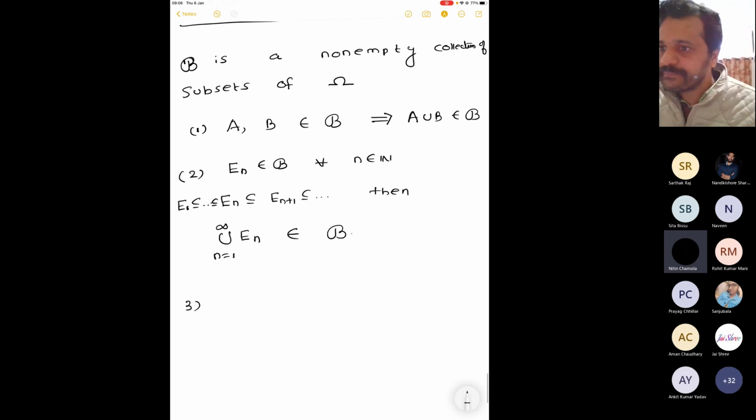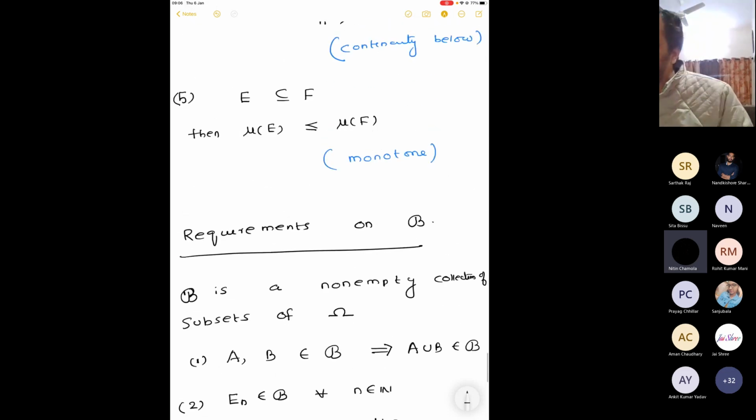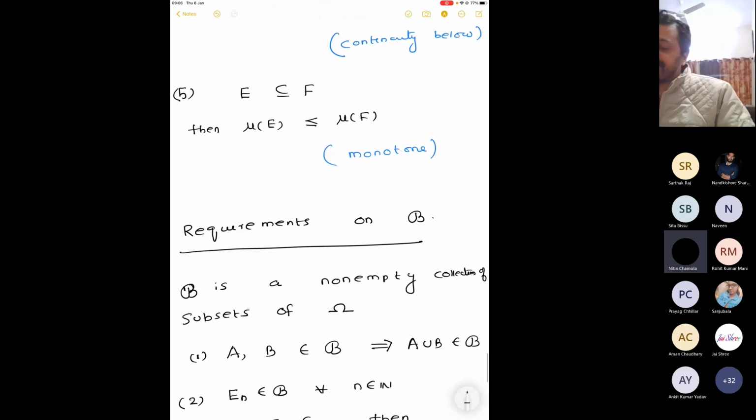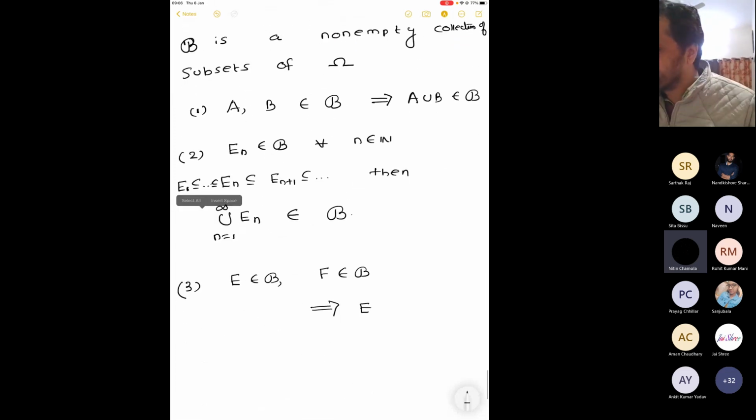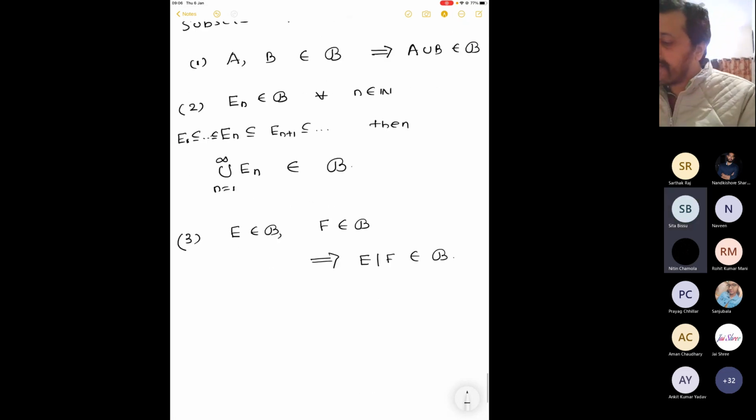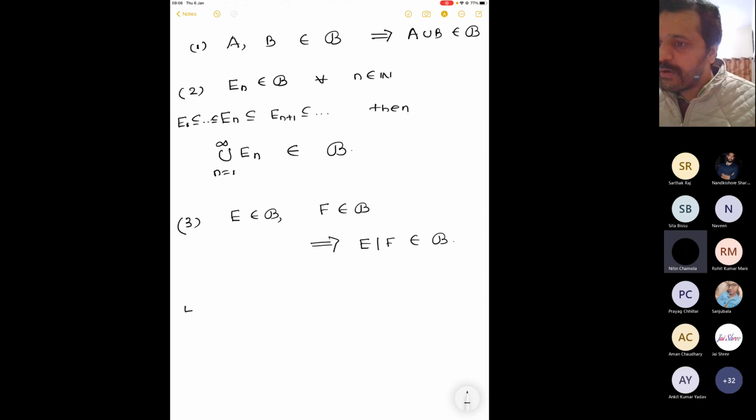Then 3. E is in B, F is in B. Then when you talk about this, the monotonicity, I wanted that difference to be in B. Do you follow me? Yes, sir. And once you want this to hold, automatically you want in complement. E in B should imply E complement in B.